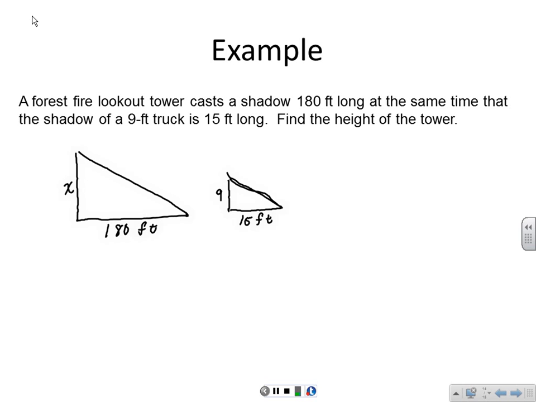Alright, so we have similar triangles. So since we have similar triangles, we have right triangles here, we know that. What we're going to do is set up a proportion, so we can say 9 is to x, as 15 is to 180. Now something to notice is that our units are all in feet, so that's a good thing. We've got to have the same units before we can set up a proportion. So I did 9 is to x. If you want to do x is to 9, just make sure you have 180 is to 15. That's fine. So if we cross multiply, we're going to get 15x is equal to 1,620. And then if we divide both sides by 15, we have 108. So x is equal to 108. So the height of the tower is 108 feet.